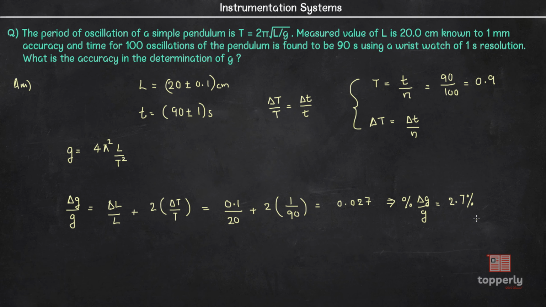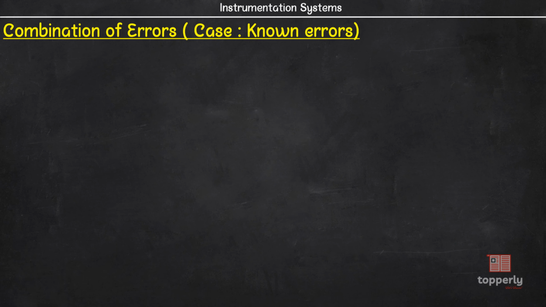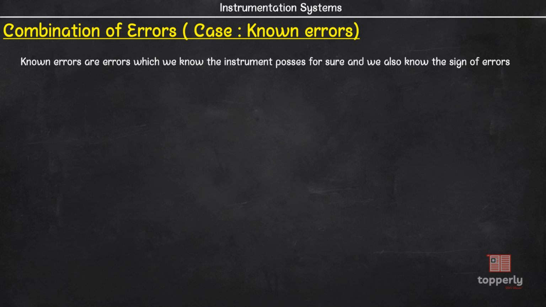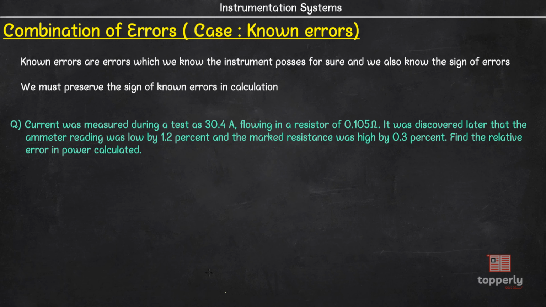Okay, so far you have seen how to do combinations of limiting errors. However, there is a slight change when it comes to the case of known errors. We have already discussed known errors in the last video, but I will just say it again here. These are errors that we know the instrument possesses for sure, and we also know the sign of these errors. So, when it comes to calculations with known errors, we must preserve the sign of errors.